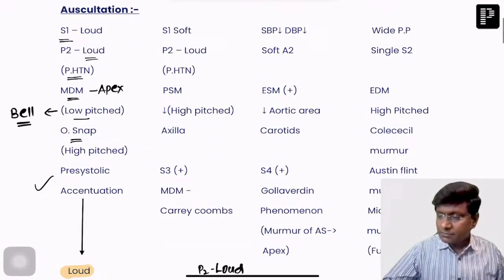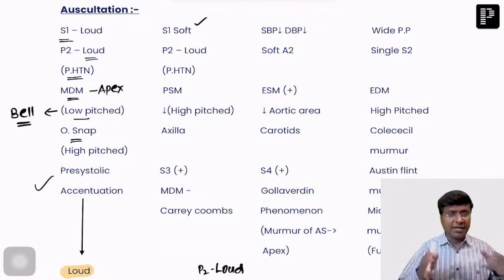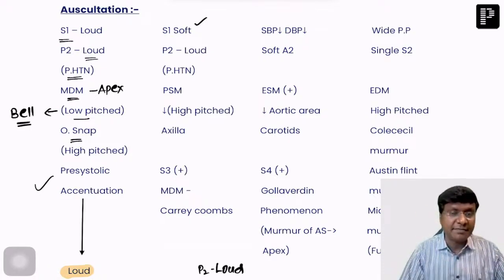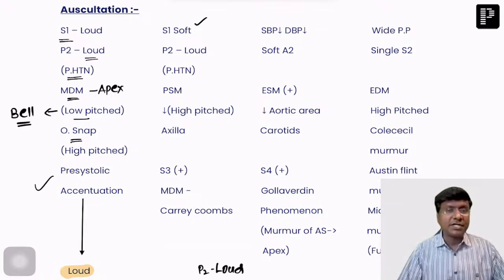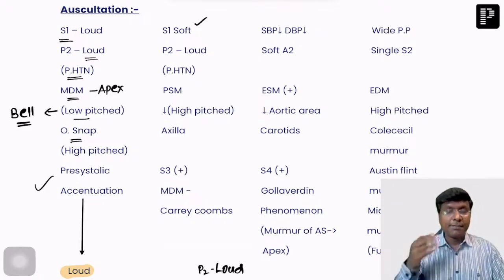Then, how will be your first heart sound? It will be soft. Why? Because in MR, the mitral valves are not closing completely, and because of which the regurgitation is taking place back into the left atria. So first heart sound will be soft. And there are multiple conditions where the first heart sound is soft. Prolonged PR interval, you will have soft S1, right? Calcified mitral stenosis, you will have soft S1, right?